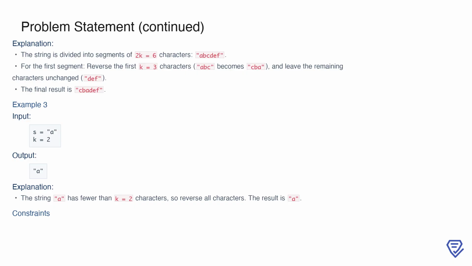Now consider the third example, where s equals a and k equals 2. Since the string has fewer than k characters, we simply reverse all of them. However, as there is only one character, the output remains a.